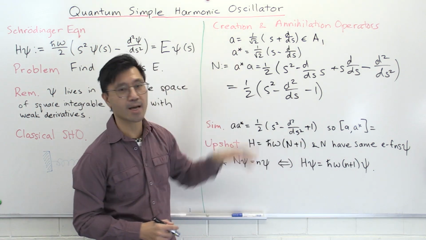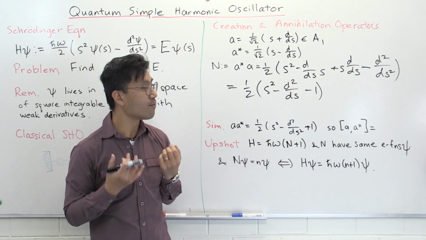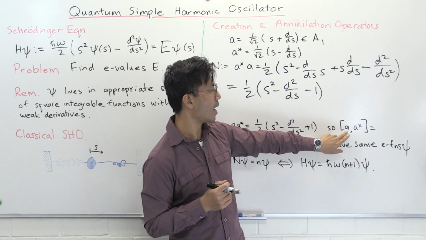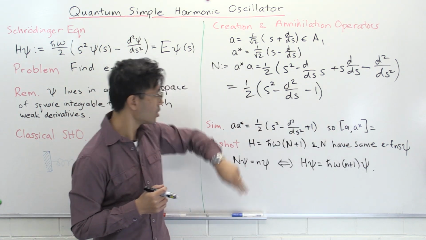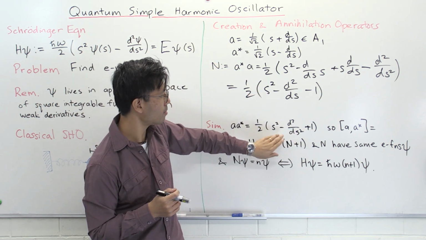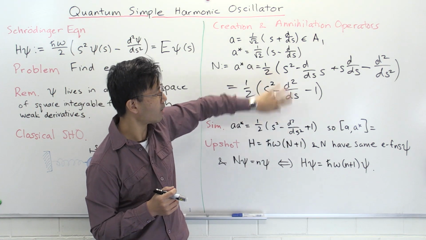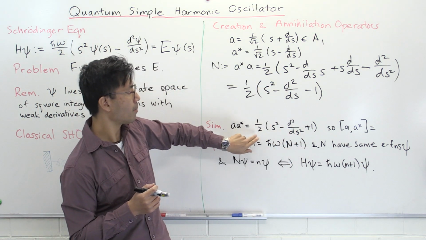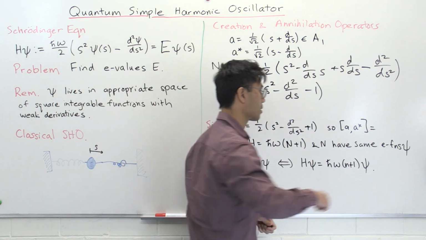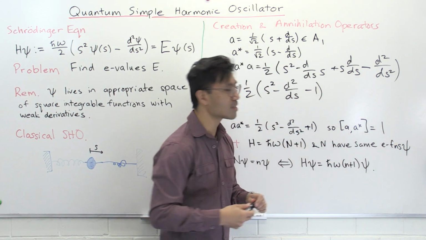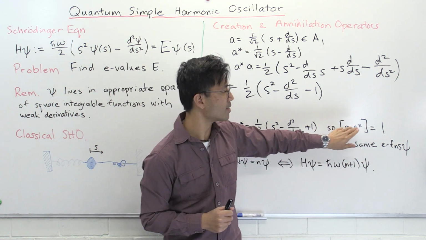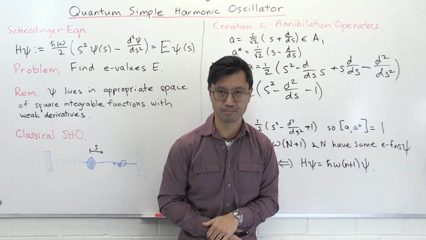So the a and the a star do not commute. In fact, we can say precisely how much they fail to commute by. What's the commutator of a and a star? That's this one here minus this one here. Of course, these two terms, s squared minus d squared by ds squared, will cancel. So you get a plus half minus negative half, so that gives you 1. This is a key relationship for us as well: the commutator between this a and this a star is equal to 1.